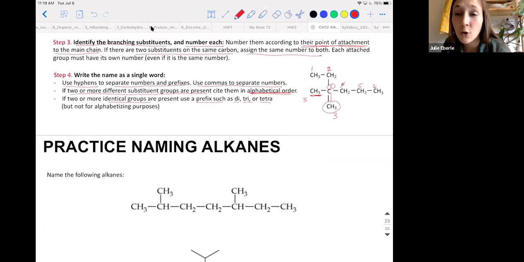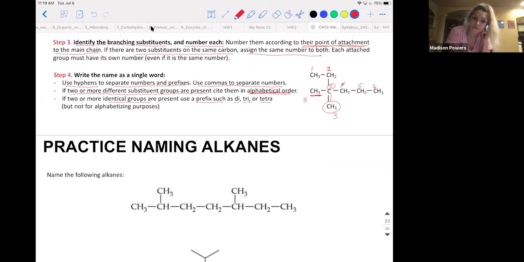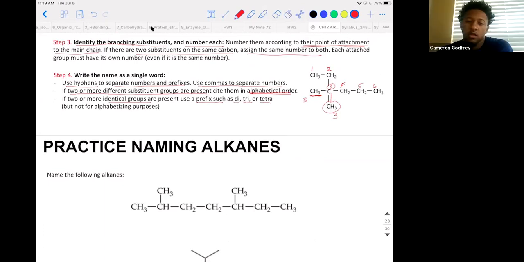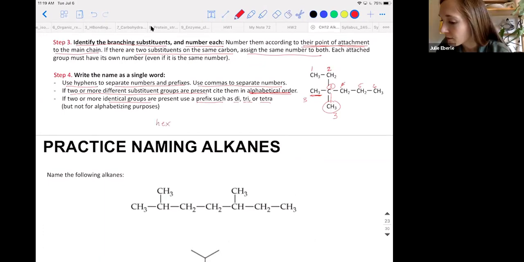So what are we going to name the parent name of this? The parent name is what? How do we name a 6-carbon alkane? Is it hexane? Yes, Cameron, hexane, okay? So I'm going to write the name hexane out here.